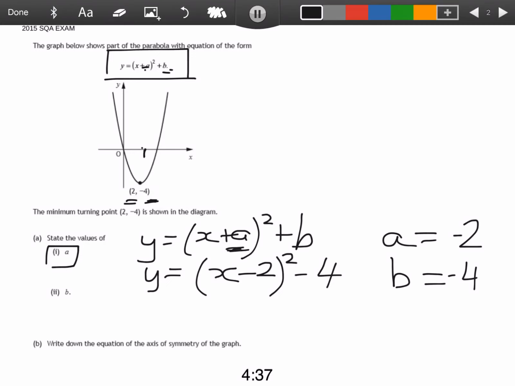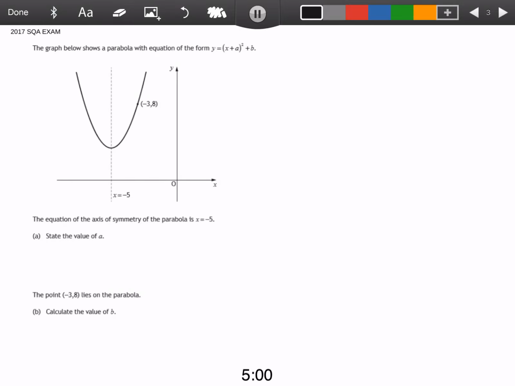Part b, write down the equation of the axis of symmetry. The axis of symmetry always goes directly through the turning point. The x value of that turning point is 2. It comes from the coordinate point, x is 2. You can actually read it from here as well. So x equals positive 2.